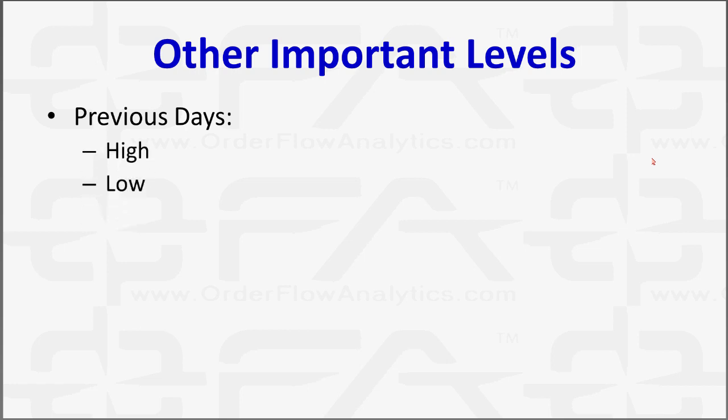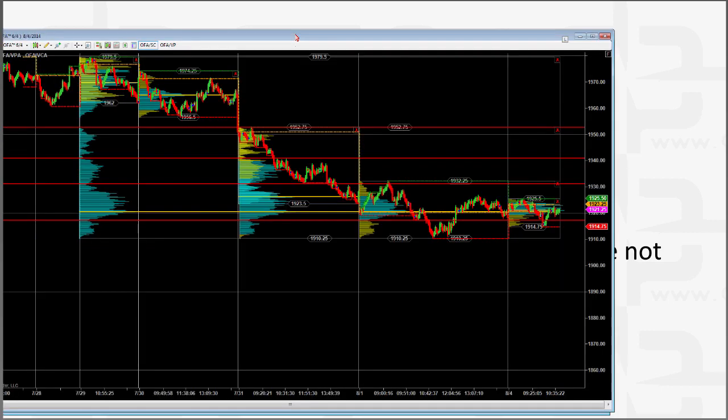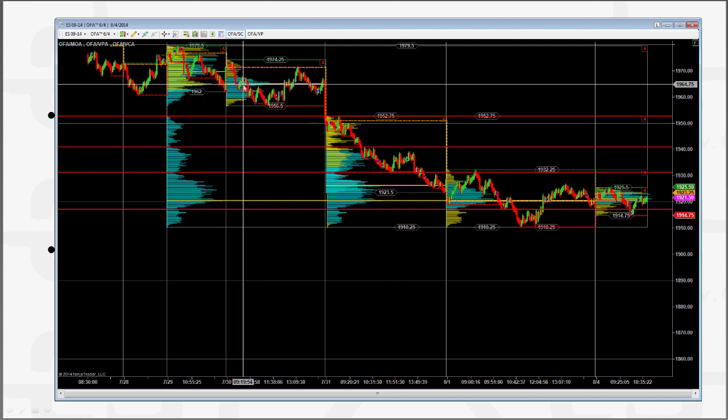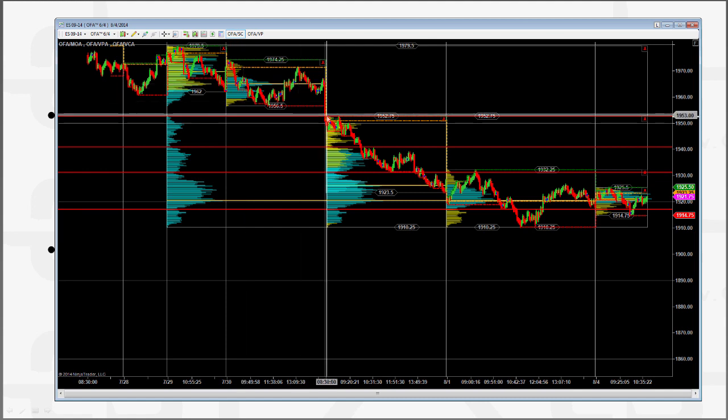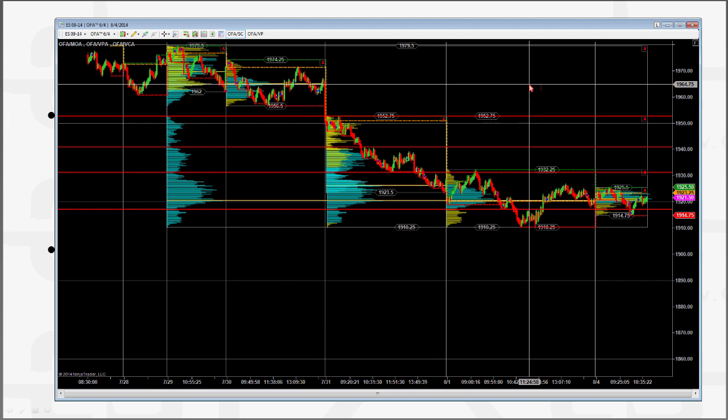So things like previous day's high, previous day's low, previous day's close, settlement. I know you guys use that a lot. A naked VPOC. A naked VPOC is a previous day's VPOC that has not yet been touched in a subsequent cash session, RTH session. So, for example, when I look at this chart, I see on the 30th of July that we had a VPOC up here at 64.75. And then we gapped lower, and the market moved lower. And we have not yet touched this VPOC.